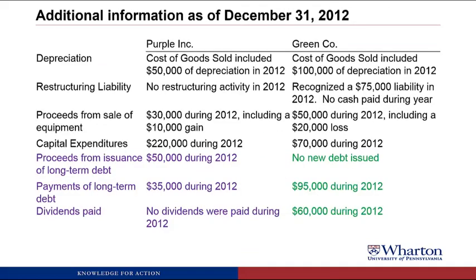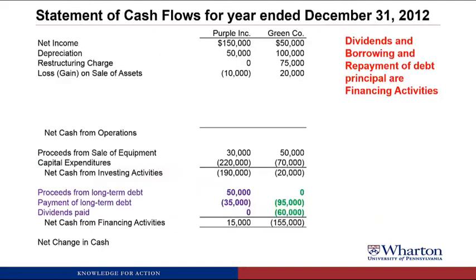Next, we have a number of financing activities that two companies did during 2012. Purple received $50,000 proceeds from issuing long-term debt. They made $35,000 of payments on their long-term debt, and they didn't pay any dividends. Green did not issue any new debt. They paid back $95,000 of their existing long-term debt, and they paid $60,000 of dividends to their shareholders. These are all financing activities, so in the statement of cash flows, we just put a line item for each activity to show the proceeds and payment of long-term debt and the dividends paid for the two companies.